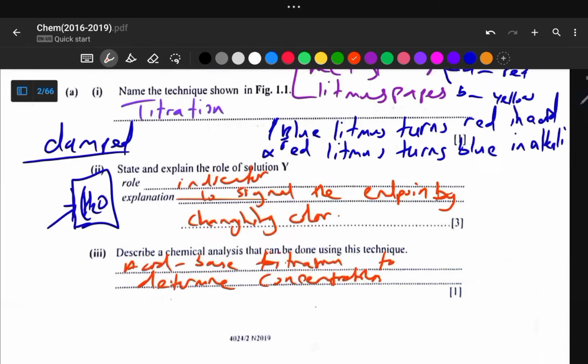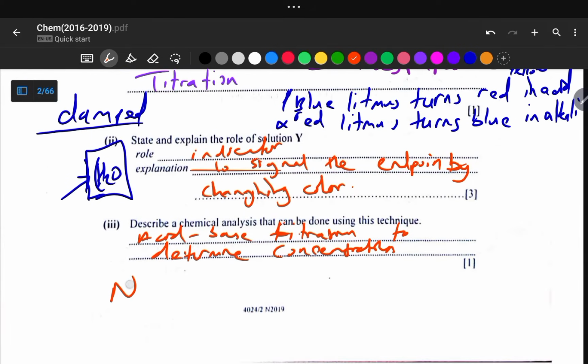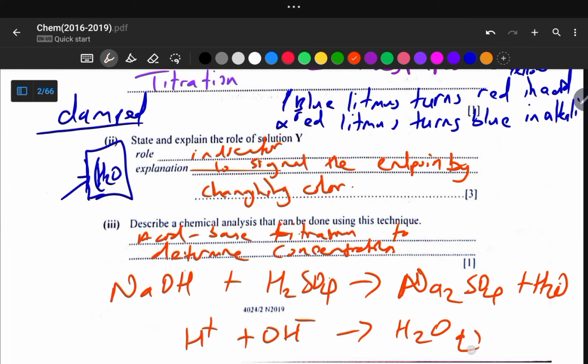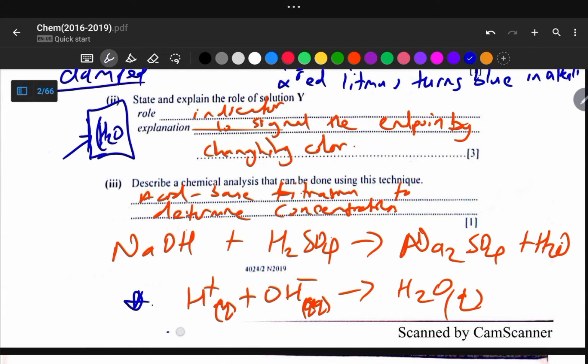obtained. So the equation of this reaction is sodium hydroxide plus sulfuric acid to give sodium sulfate plus water, with the ionic equation H plus plus OH minus to give water liquid, and then here aqueous. So this is the ionic equation for neutralization. So you should know this equation by heart, right?